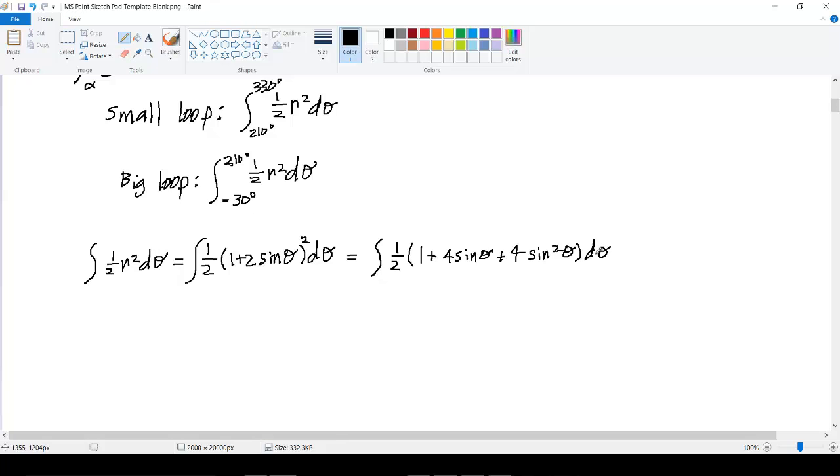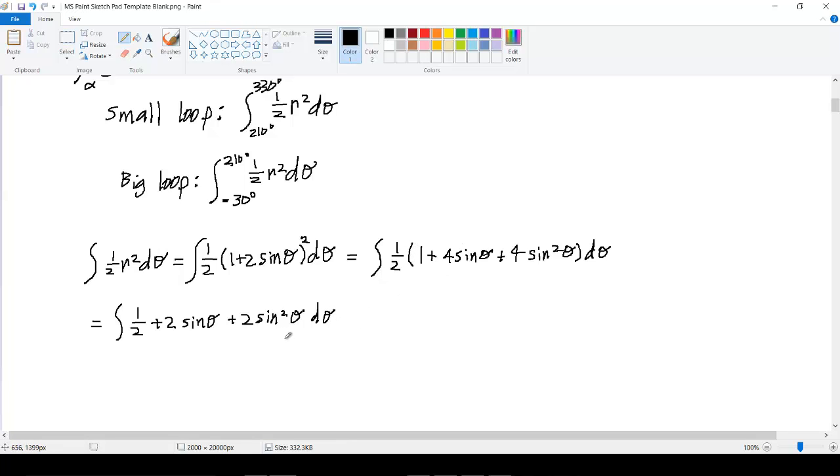And unfortunately that sine squared means we're going to have to use a trig identity to replace it. Integrals. Alright, let's distribute the 1/2 to begin with. So you get 1/2. 1/2 times 4 is just going to be 2 sine of theta. And then this will be 2 sine squared theta d theta. Awesome.